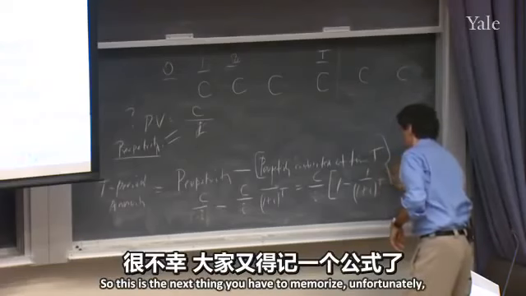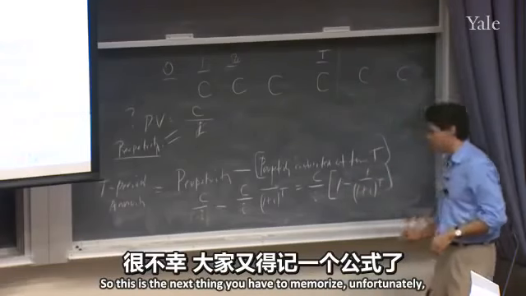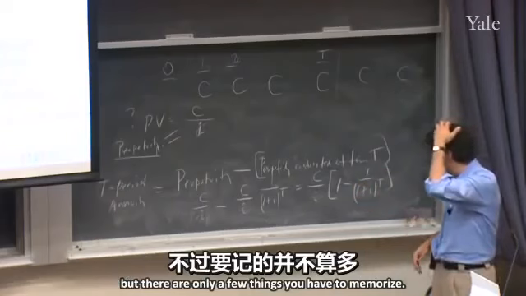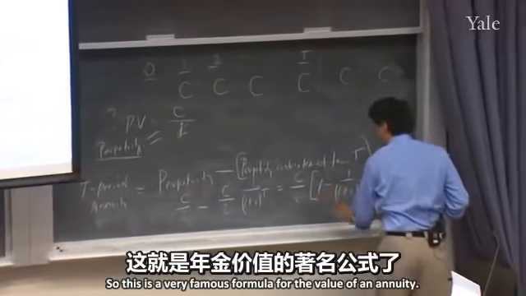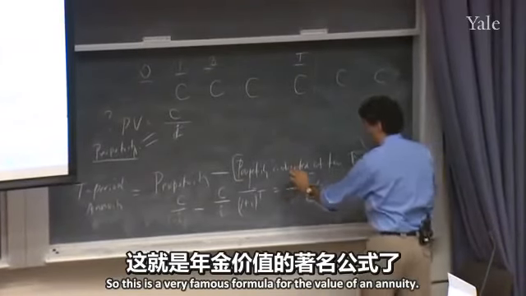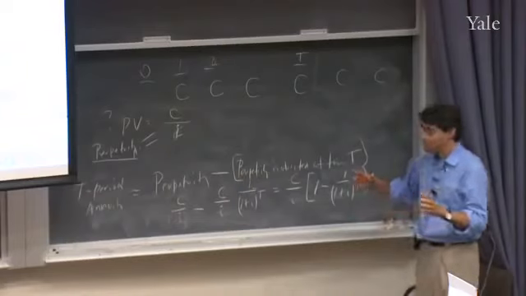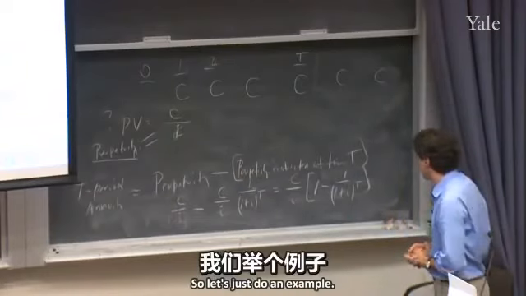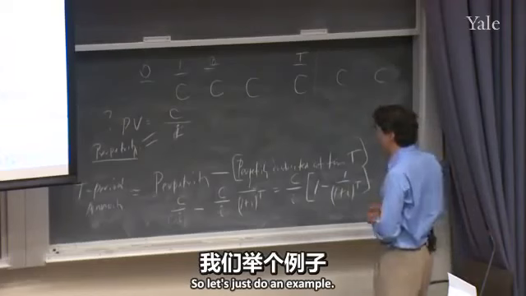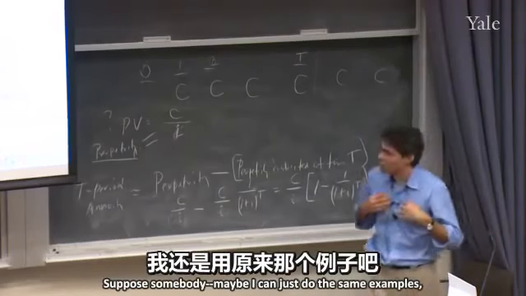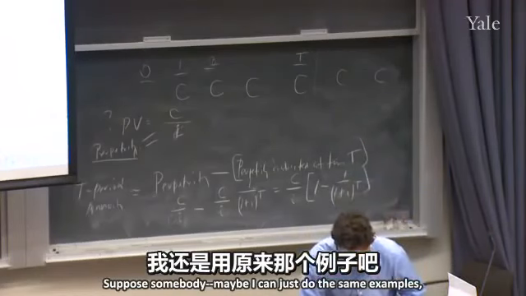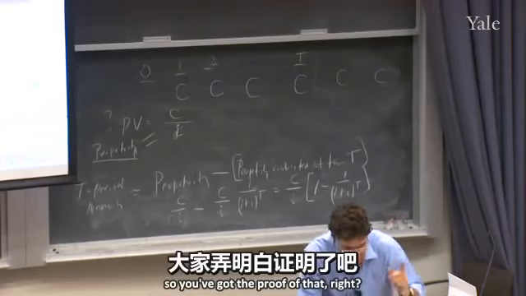So this is the next thing you have to memorize, unfortunately, but there are only a few things you have to memorize. This is a very famous formula for the value of an annuity. So let's just do an example. Maybe I can just do the same examples. You've got the proof of that, right?